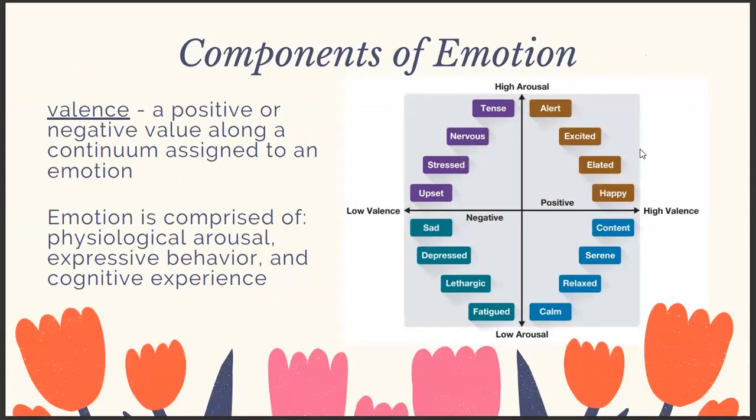Okay, now on to emotions. First off, there is a huge range of emotions we can feel, and that lies on a valence, a positive or negative value along a continuum assigned to an emotion. So we have some that are low or high valence and some that are low and high arousal.